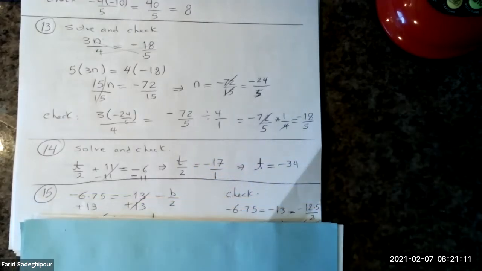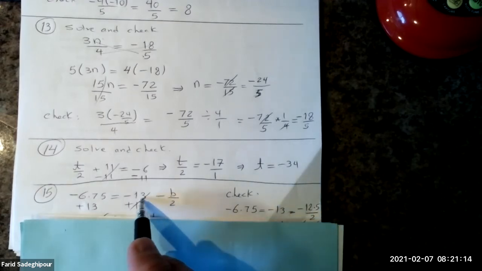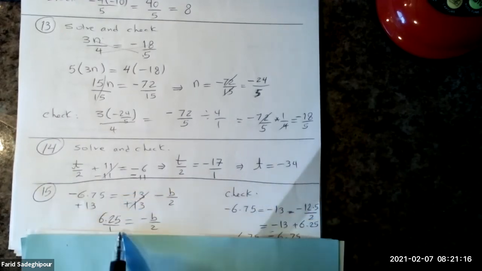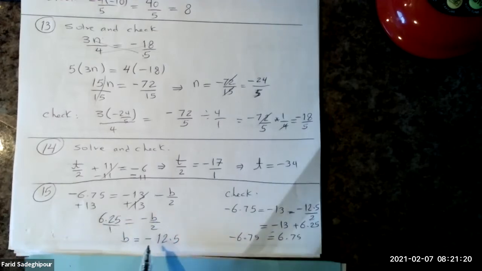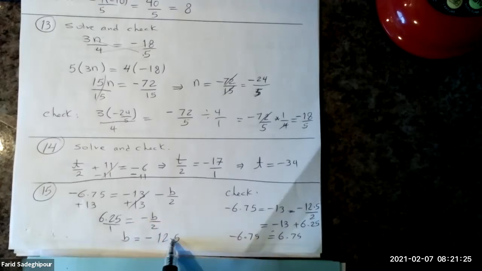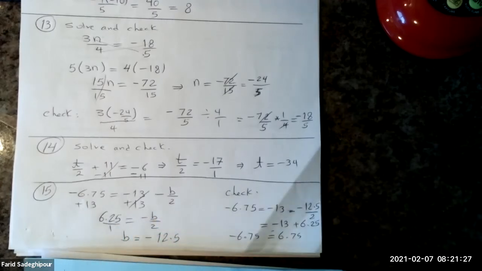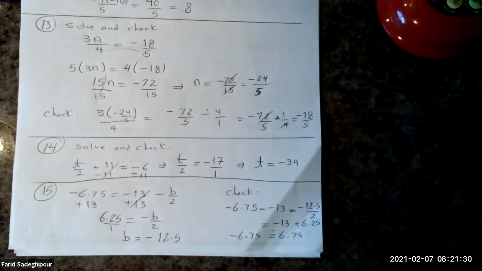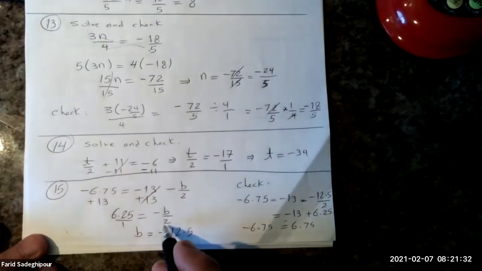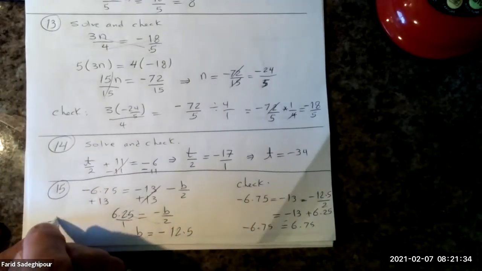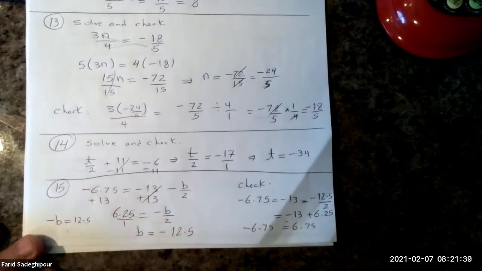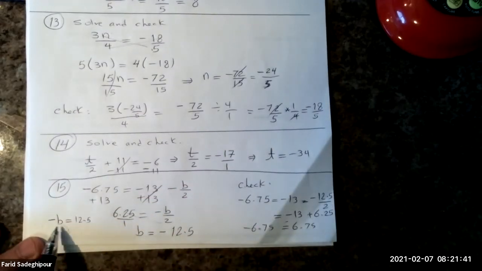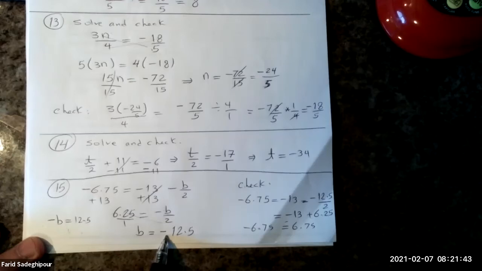Same thing here. First, you move negative 13 to that side. Then cross multiply. Minus b is that, and then you bring the minus to the other side. So here you have minus b equal to 12.5. And since you always want positive b, you multiply both sides by negative. That's why you came up with this.